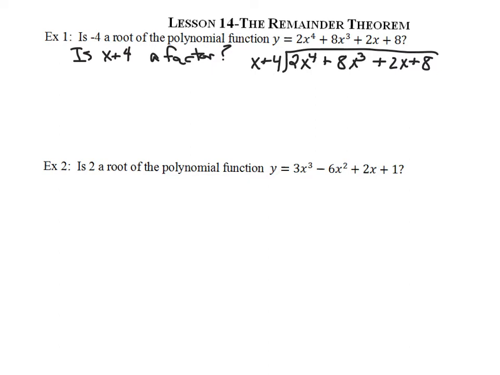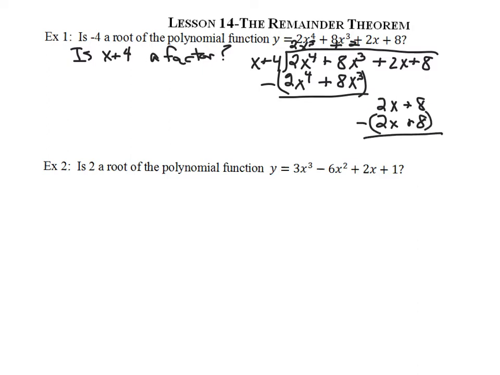So x goes into 2x to the fourth, 2x cubed times, I didn't leave enough room there. So that gives me 2x to the fourth plus 2x cubed times 4, which is 8x to the third. Now, with this process, I'm going to go ahead and subtract. And that gives me nothing left there, so I'm going to bring down my next term, which is 2x, and I may as well bring the plus 8 down as well. 2x divided by x gives me a plus 2, so 2 times x is 2x, 2 times 4 is plus 8, and when I subtract that, I do see that the remainder turns out to be 0.